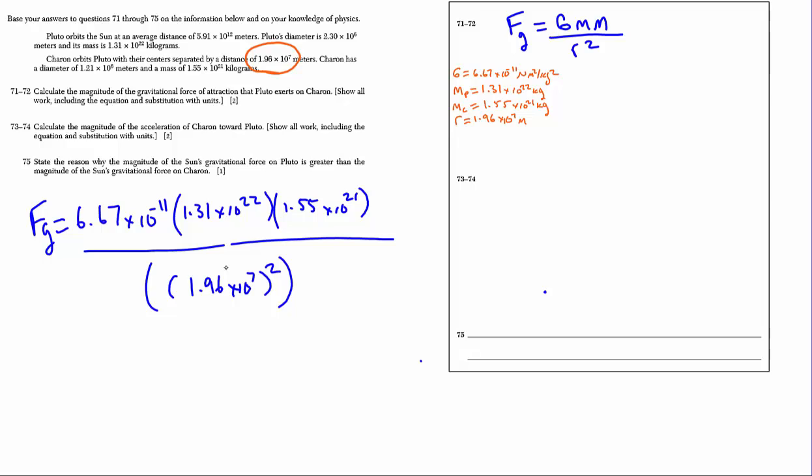This is one that you really ought to practice. Right now, you should get your calculator out, and you should do this over and over again until you get it right. You're going to get a value of 3.53 times 10 to the 18 newtons.